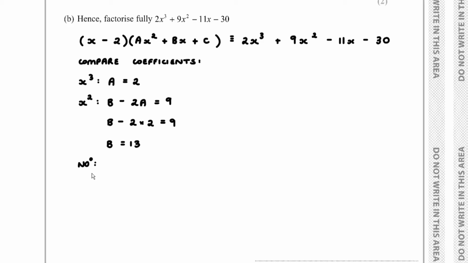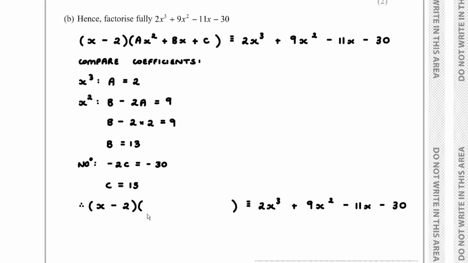Let's now compare the numbers. On the left hand side, we have negative 2 multiplied by c, which is negative 2c, and on the right hand side, we have negative 30. Negative 2c is equal to negative 30, meaning c is equal to 15. Hence, 2x cubed plus 9x squared subtract 11x subtract 30 will be equivalent to x subtract 2 multiplied by 2x squared plus 13x plus 15.